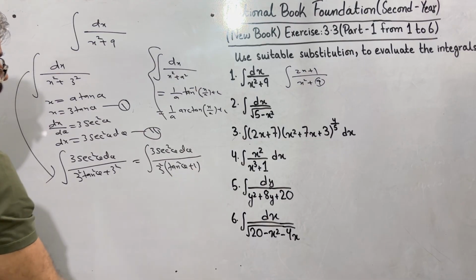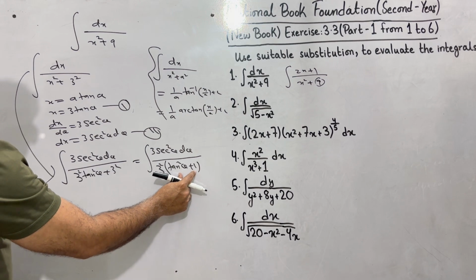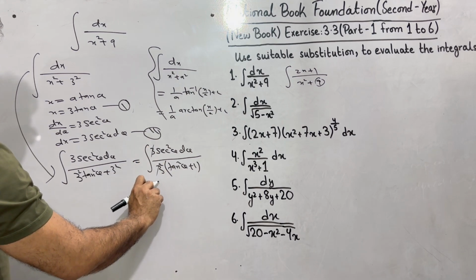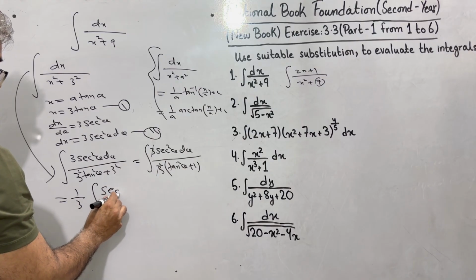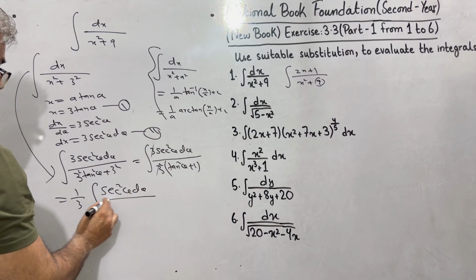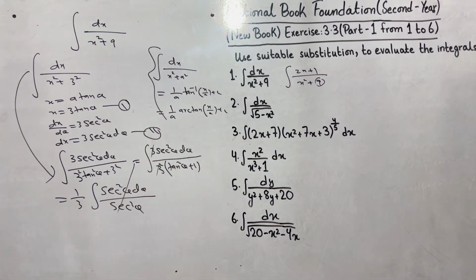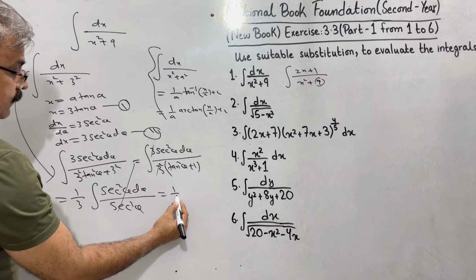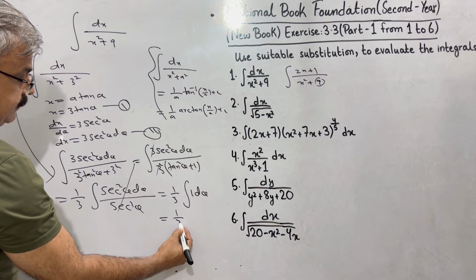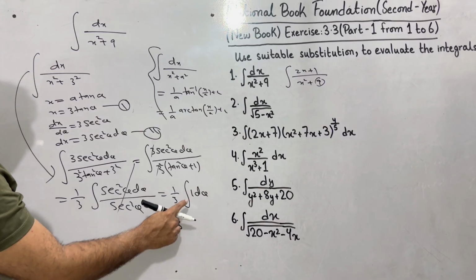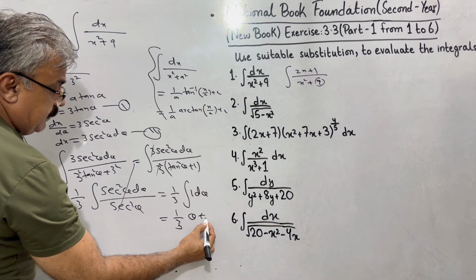It is an identity from trigonometry: tan square plus 1 is equal to sec square. Cancelling out, we have a single 3 outside, so 1 over 3. What remains is sec square theta d theta over tan square plus 1, which is sec square theta. Cancelling out, we have 1 over 3 times the integral of 1 d theta. The integration of 1 with respect to theta is theta plus c.